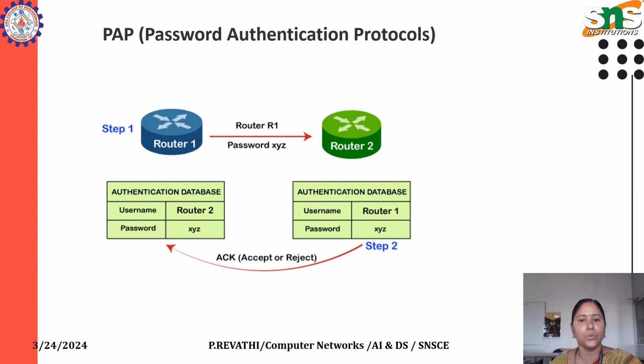Suppose there are two routers, for example, router 1 and router 2. In the first step, router 1 wants to authenticate, so it sends the username and password for the authentication. In the second step, if the username and password match, then router 2 will authenticate router 1, otherwise the authentication fails.